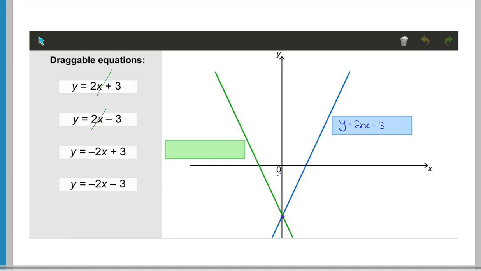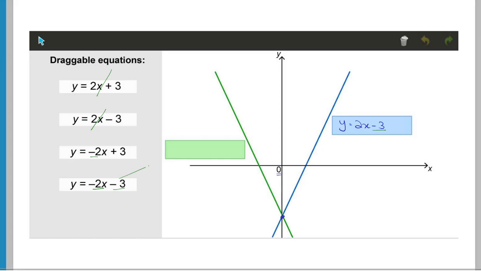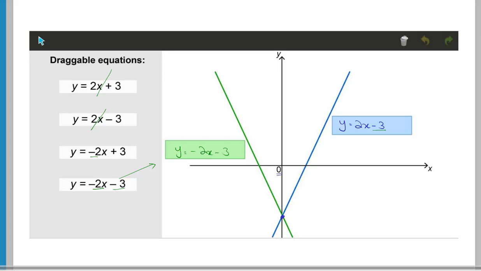So, here we have a negative gradient and the same y-intercept because this is intersecting the y-axis at the same point, and here it was negative 3, so here it should also be negative 3. This becomes y equals negative 2x minus 3. I hope this makes sense.